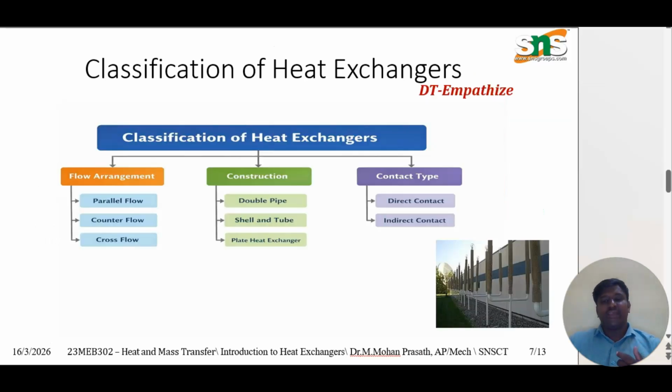Next, classification of heat exchangers. The heat exchanger is classified into three major types: flow arrangement, construction, and contact type. In flow arrangement, there are three types: parallel flow, counter flow, and cross flow. In construction, it is double pipe, shell and tube, and plate heat exchanger. In contact type, there are two types: direct contact and indirect contact.